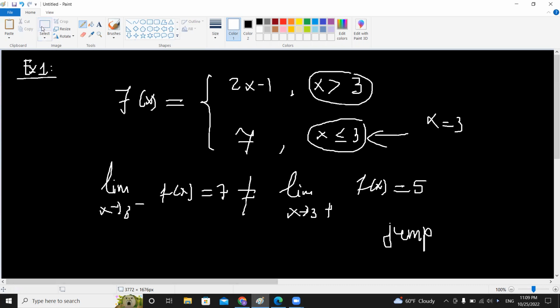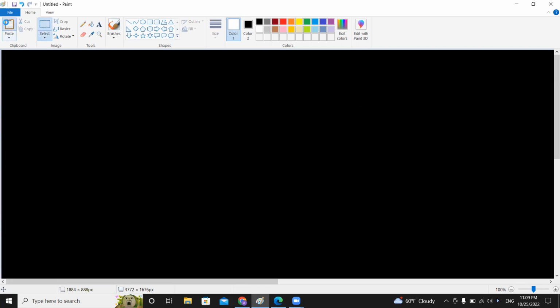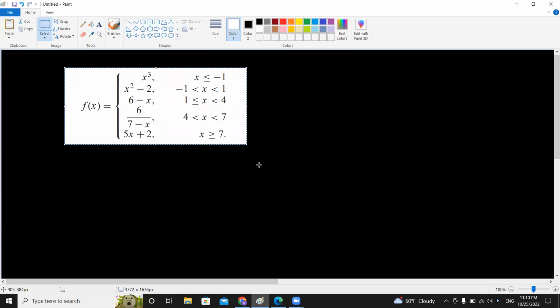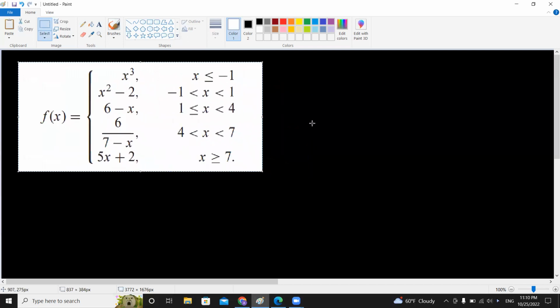Now let's continue with a little bit harder case. So I'm going to put our function here. I'm going to analyze each point here. Which points do we have on the boundary? We have x equals -1, x equals 1. Another boundary is x equals 4, x equals 7. So 4 points. We are going to consider 4 points.